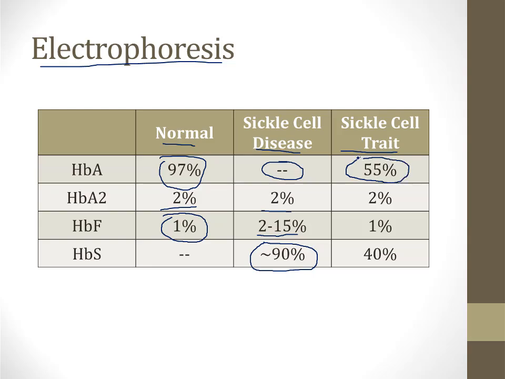Their one normal beta globin gene is more effective, and this generates more than half of their hemoglobin as hemoglobin A. They also have a small amount of A2 and the usual small amount of hemoglobin F, and then about 40% or so of their hemoglobin will be hemoglobin S.